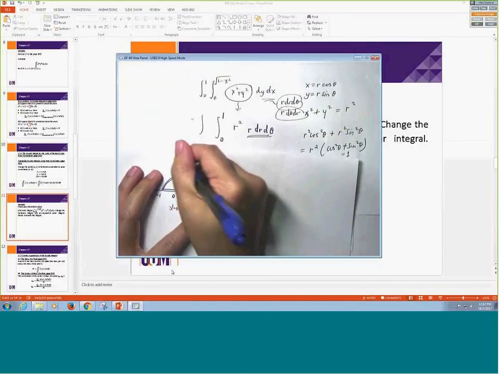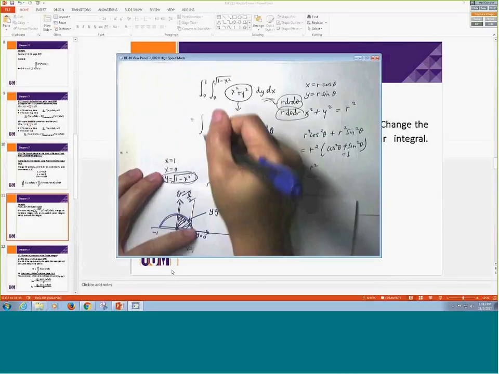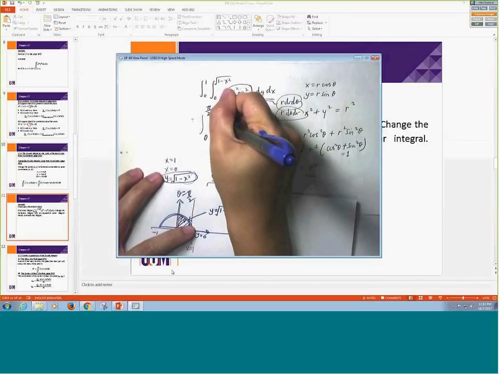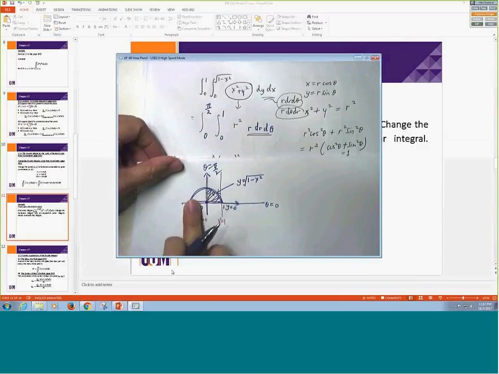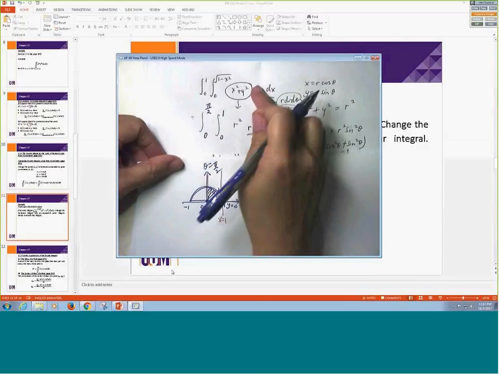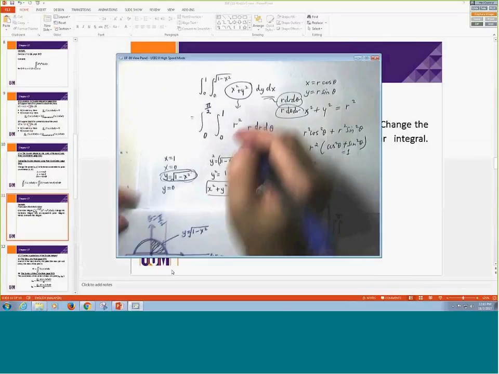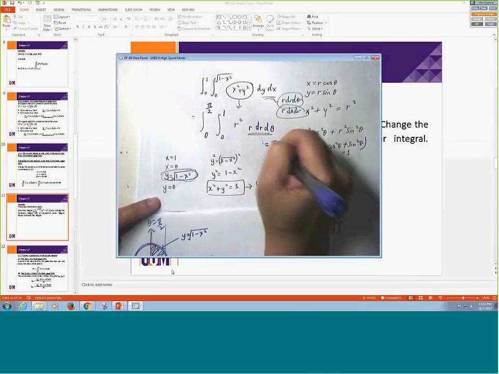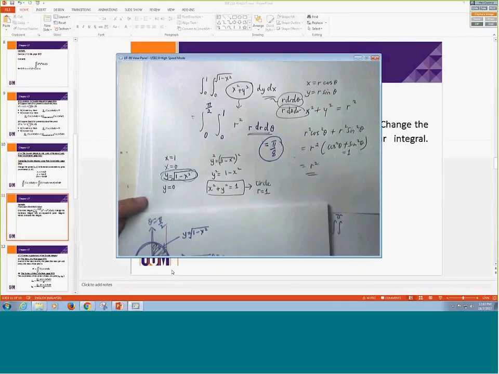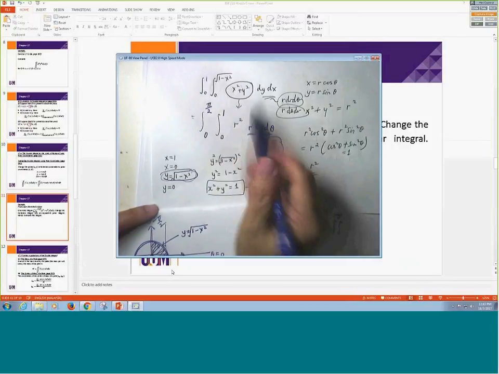So this is 0 to pi over 2. If the region is a circle, it would be easier to change to polar coordinates, because you will find that it's very easy to get the answer, pi over 8. Okay, because it's very simple. Don't forget, there is r squared and there is r.